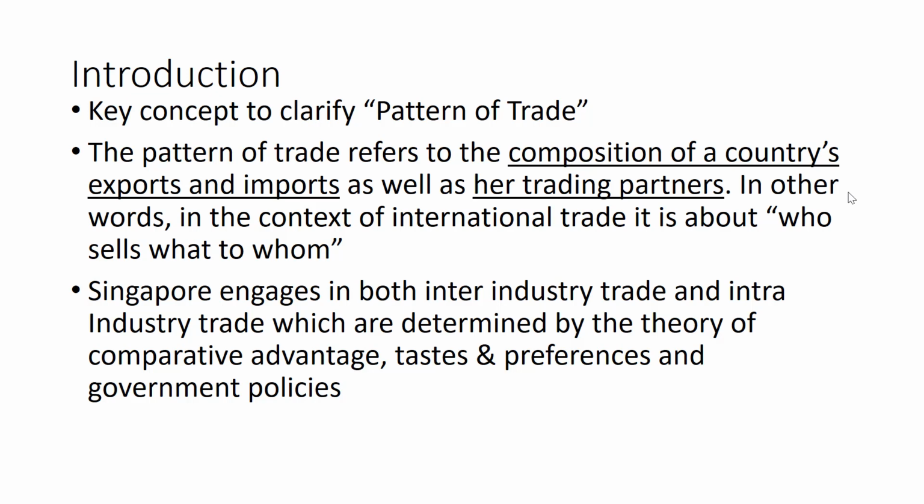In your introduction, the key concept to clarify is what we mean by pattern or trait. So here, the pattern or trait refers to the composition of a country's exports and imports, as well as her trading partners. So the two underlying terms make it clear, right? We are trying to figure out who sells what to whom. So we are talking about the composition of the goods of a country, what are the exports and what are the imports, and who do we trade with.